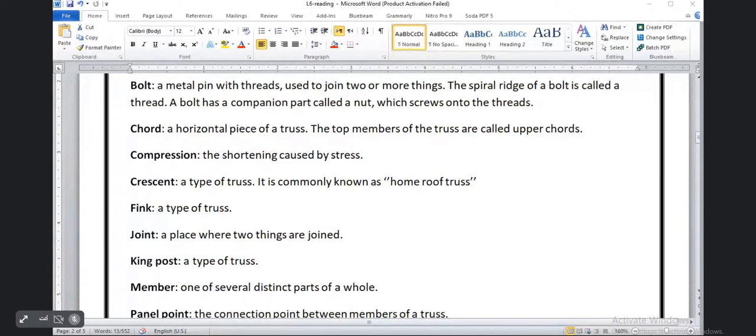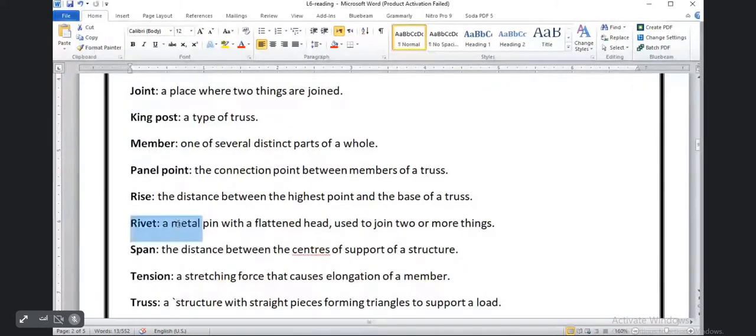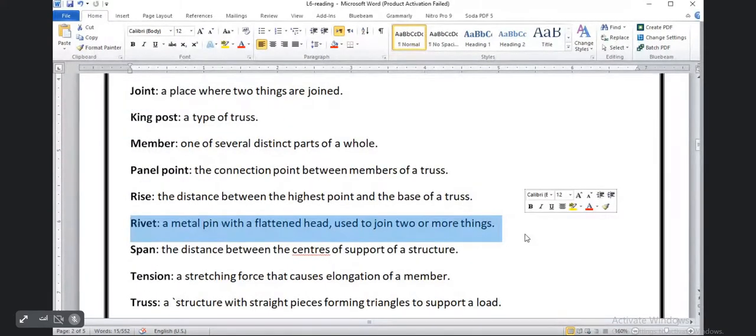Close your mic. Ibrahim, is it your hand? Yes. Ibrahim, let me ask you about one of these terms. Read about the rivet please. One moment, sir, let me open the PDF because the picture is blurry.